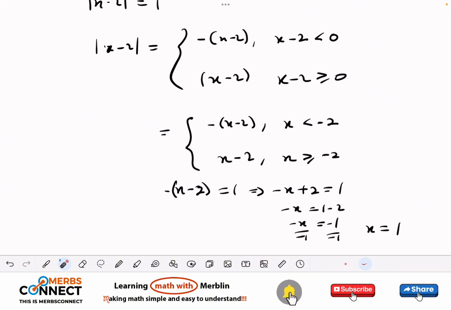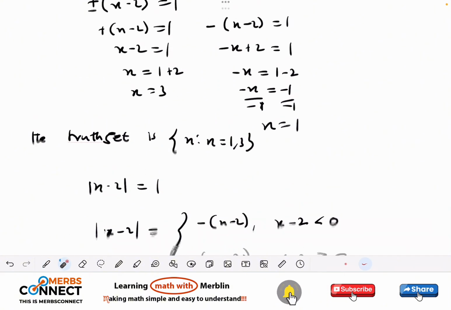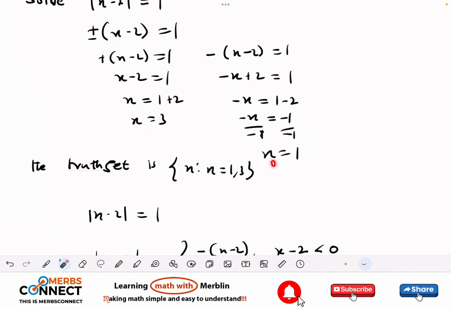So we saw that we had this one to be 1 with the minus side. Now let's look at the positive side. This is the positive side. So x minus 2 is equal to 1. x is equal to 1 plus 2. x is also equal to 3. The same here. Then you write your true set to be this.